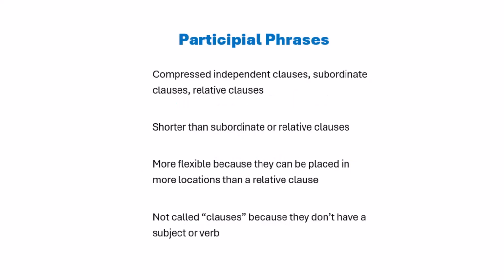Participial phrases can be thought of as compressed independent clauses, subordinate clauses, or relative clauses. Participial phrases are considered a more advanced grammatical structure than subordinate and relative clauses because they're more economical, they're shorter, and flexible. They can be placed in more locations than a relative clause. They're not called clauses because they don't have a subject or a verb.